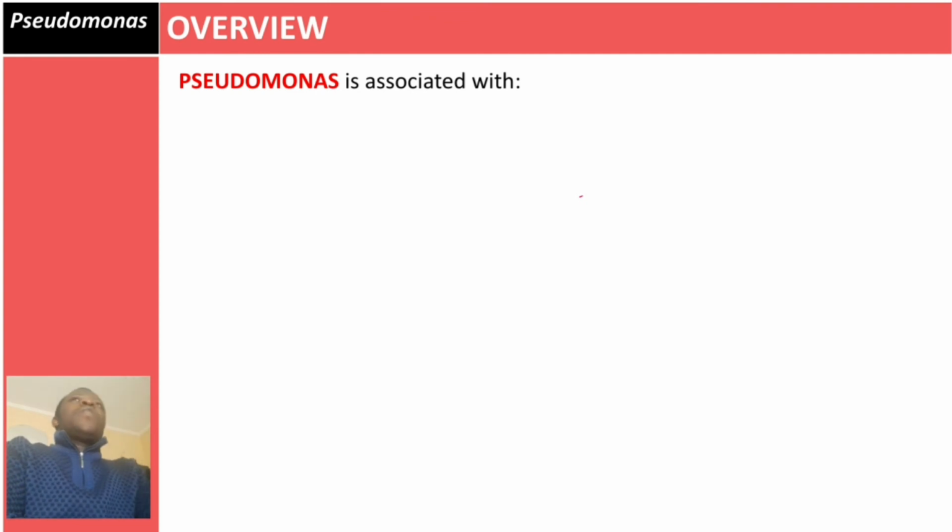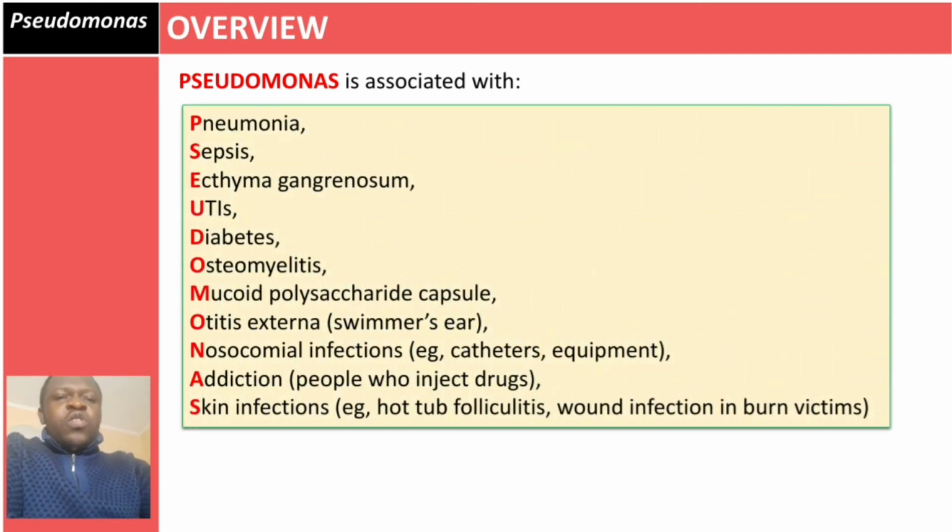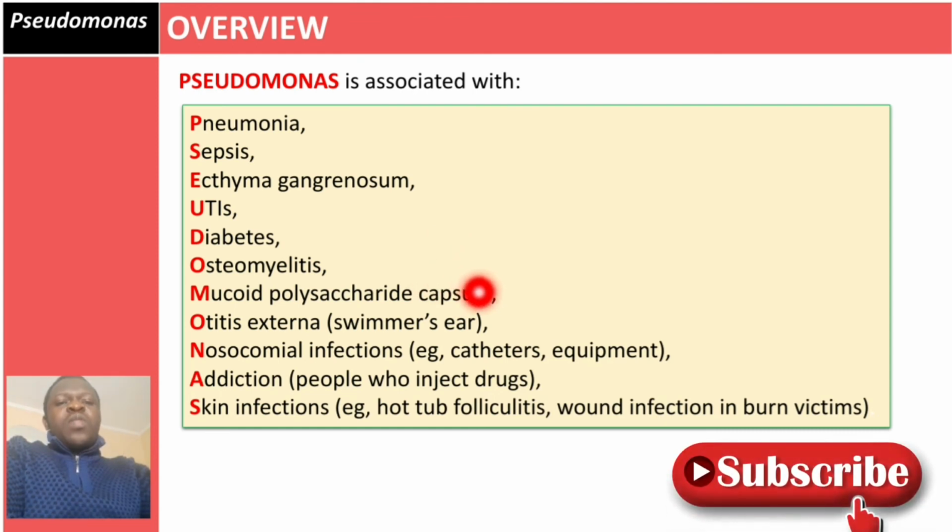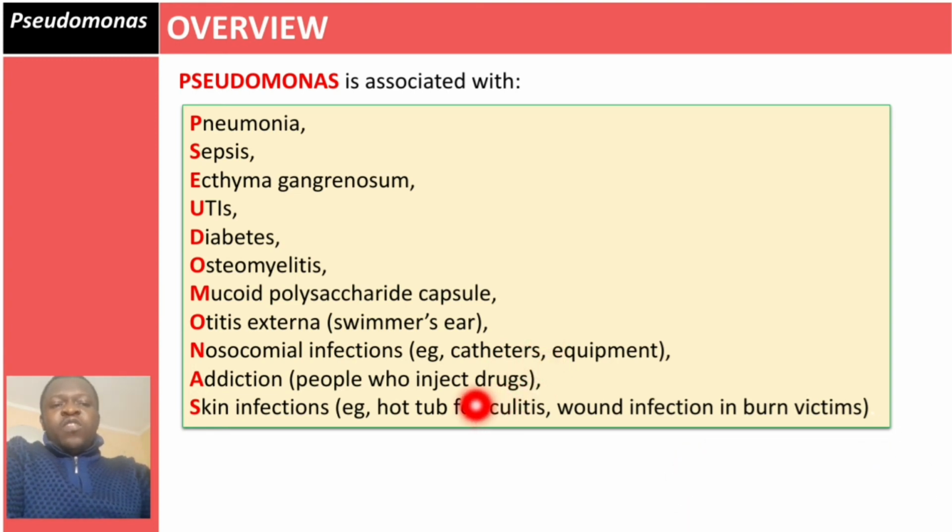To remember all the important infections which I talked about, you just need to remember the mnemonic, Pseudomonas. This one is very easy. Pseudomonas, right? So Pseudomonas for pneumonia, sepsis, ecthyma gangrenosum, UTIs, diabetes, osteomyelitis, mucoid polysaccharide capsule, otitis externa, the swimmer's ear, nosocomial infections like catheters or equipment like ventilators. Addiction, people who inject themselves with drugs like IV drug abusers. And skin infections as hot tub folliculitis, wound infection in burn victims.